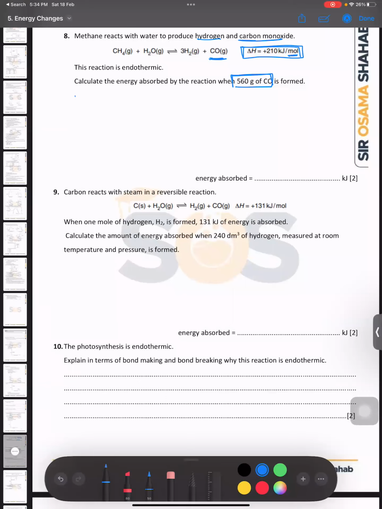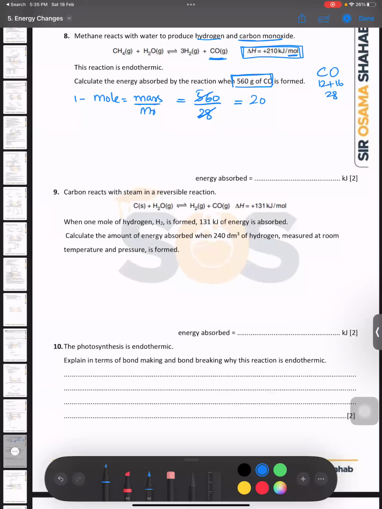So it's very simple. We know that first of all, we need to find out moles. Moles can be found out if you have mass, you can divide it by MR, you can get the number of moles. Right now we have 560 grams of carbon monoxide, and the MR of carbon monoxide is 12 plus 16, which will give you 28. So it would be 28, and 560 divided by 28 will give you 20 moles. All right, bacho?